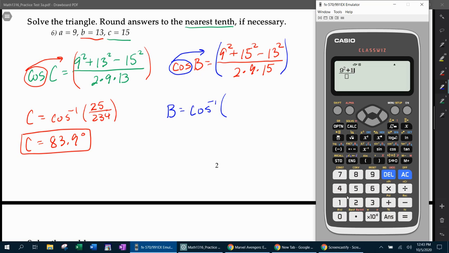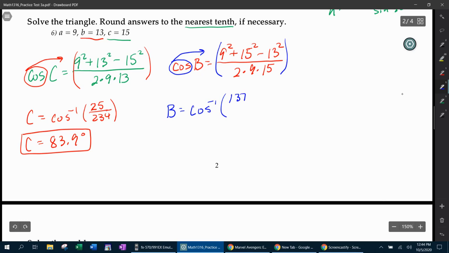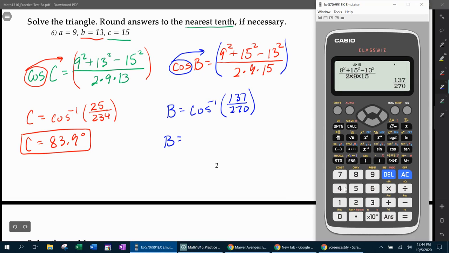All right, 9 squared plus 15 squared minus 13 squared over. And again, I'm going to keep that as a fraction to make it as accurate as possible. 137 over 270. And again, with the calculator, that's going to be super easy. I just need to do the inverse cosine of the previous answer. Round to the nearest tenth, 59.5.